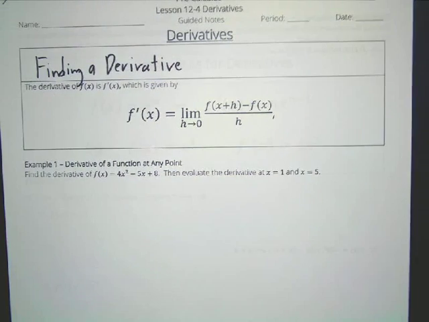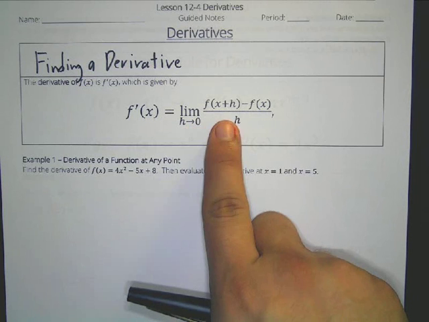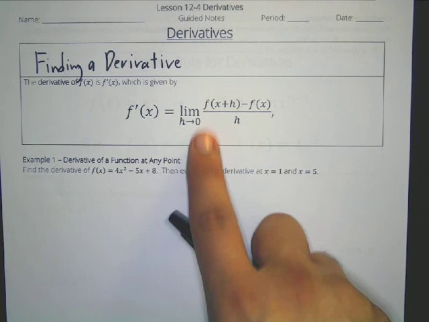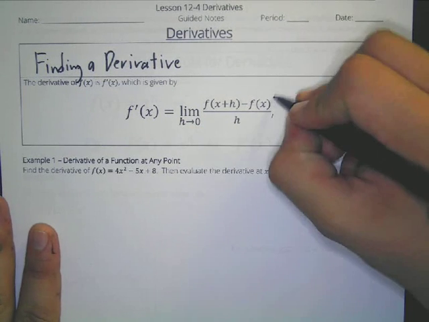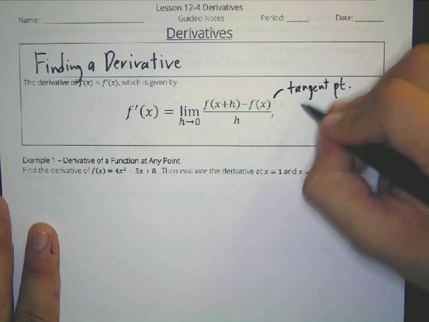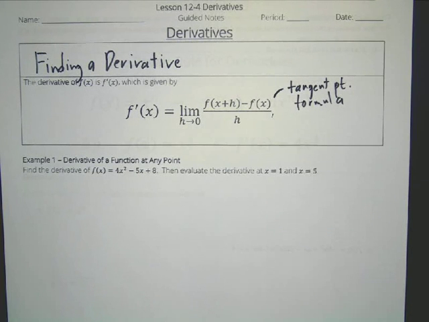And so, the derivative of f of x, which we denote f prime, is going to be the limit as h approaches 0 of this. Now, to some of you, this might look very familiar, right? And there's a reason that it does, because this is essentially the tangent point formula that we've learned about.